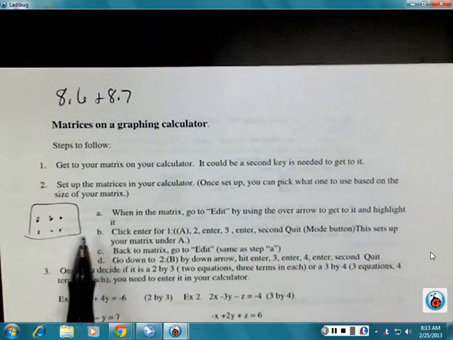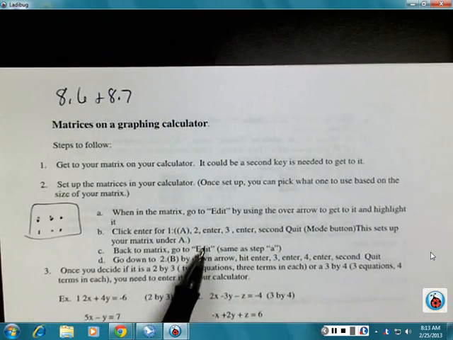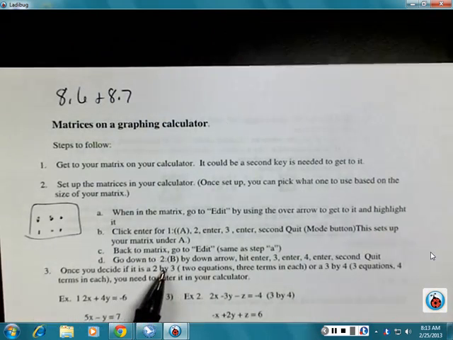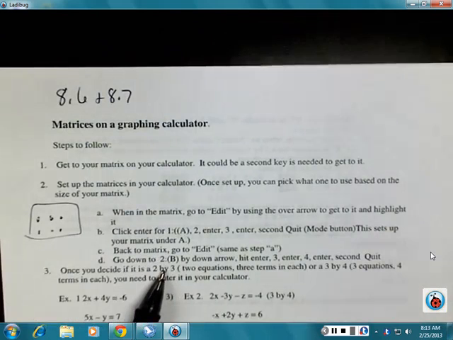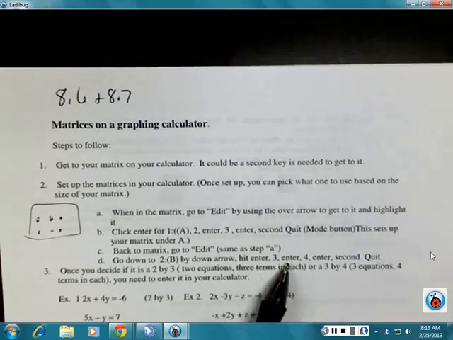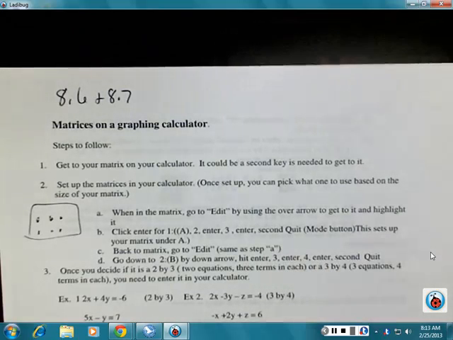Then you're going to go back to matrix again, over to edit. But now we're going to go down to B instead. So everybody go down to B. Use your down arrow, and it'll go down to B. When you get down to B, you are going to hit 3, enter, 4, enter, and then you're going to go second and quit. We okay so far?